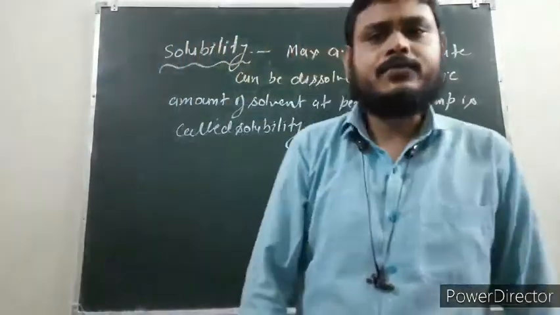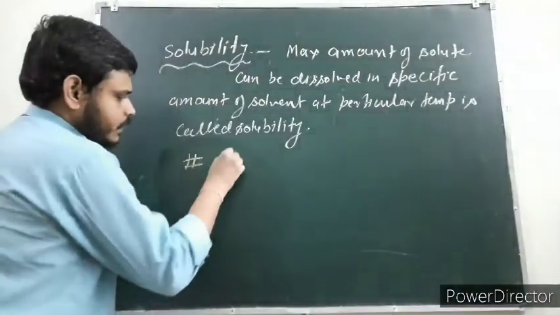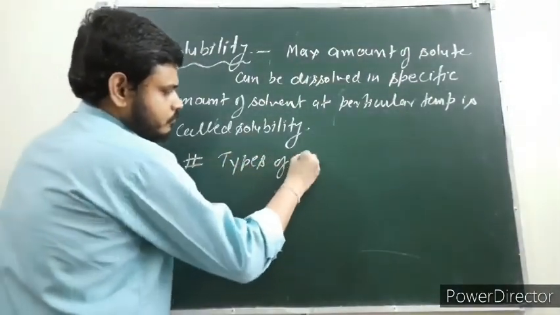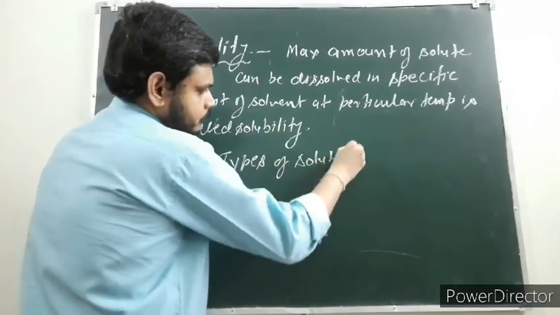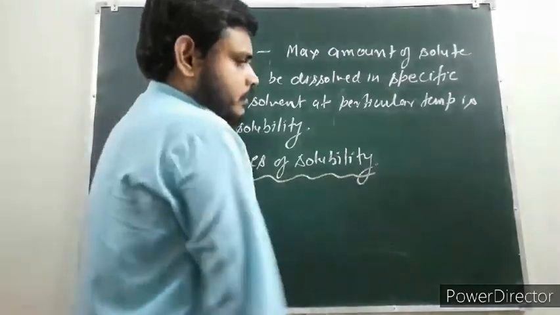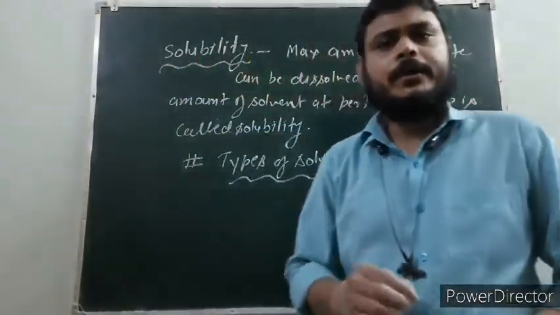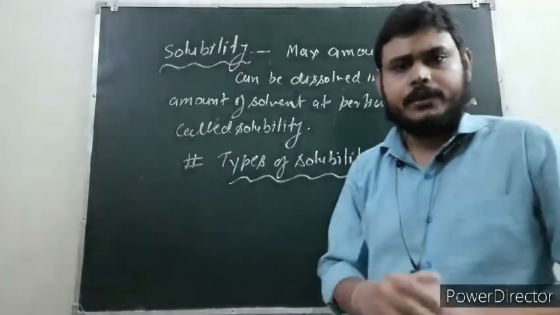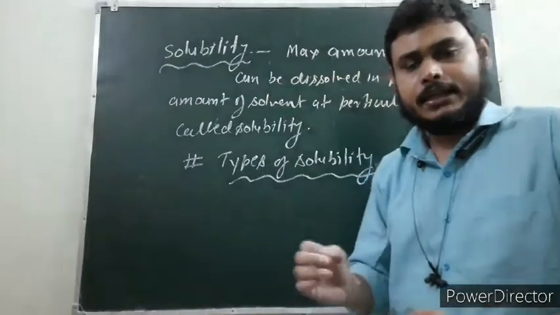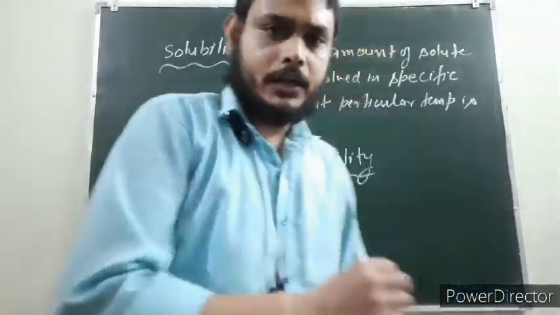Now, types of solubility. There are 3 types of solubility. The first is solubility of solid in liquid. The second is the solubility of gas in liquid, and third is solubility of liquid in liquid.